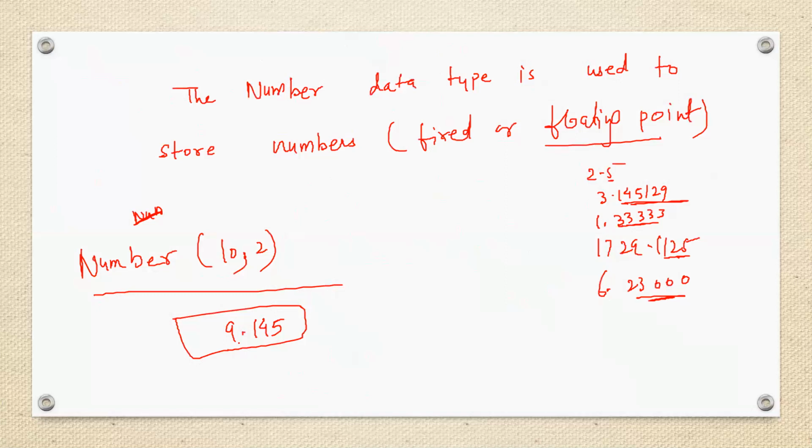The question is, if I have defined the data type of some variable as number 10,2, will I be able to store 9.145 in that field? The answer is no. Why? Because we can just have 2 decimal points. I cannot have 5. So if we try that, it would be stored as 9.14.